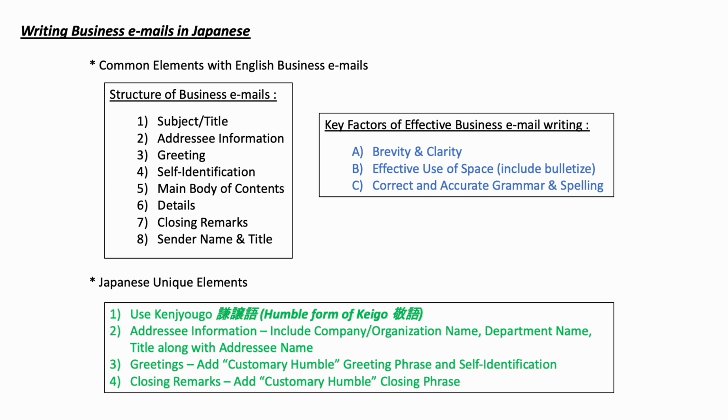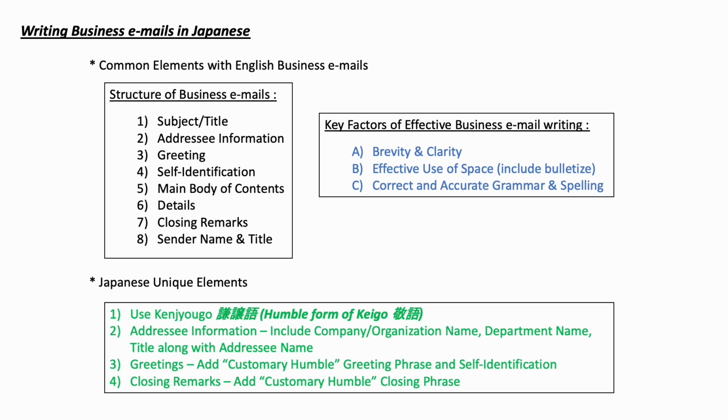The next unique formality is that we often use customary, humble greeting phrases coupled with identifying yourself as the sender. Last formality is that we also often use customary, humble closing phrases in our closing remarks. All of this is done in order to elevate the importance of and pay respect to the email recipient.